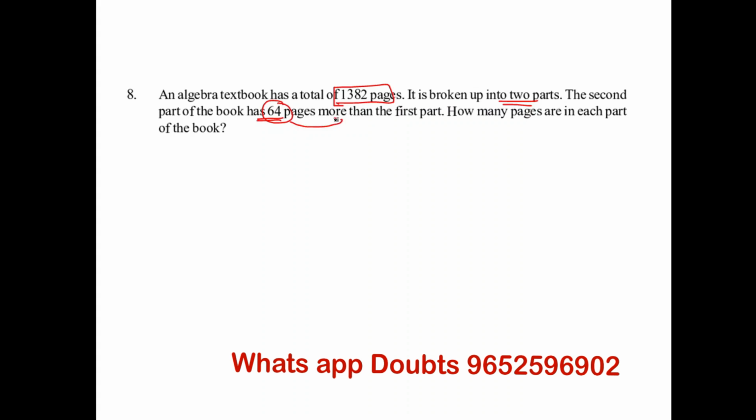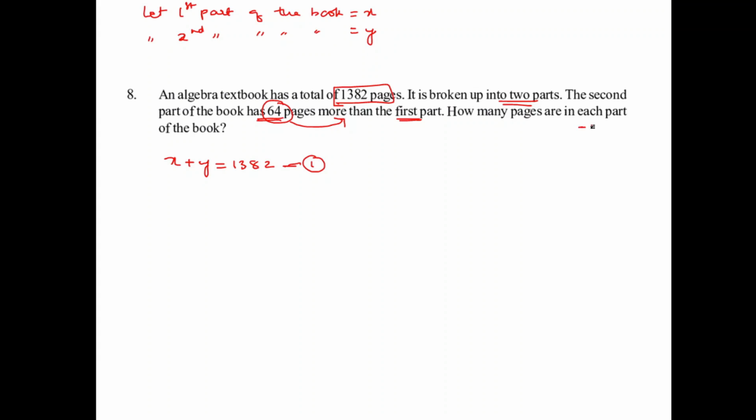The next problem: the second part has four more pages than the first part. Let the first part of the book be x and the second part of the book be y. Hope it is clear. If I add both parts, the pages total 1380. Let this be equation number 1. So how many pages are there in each part? We need to find that.